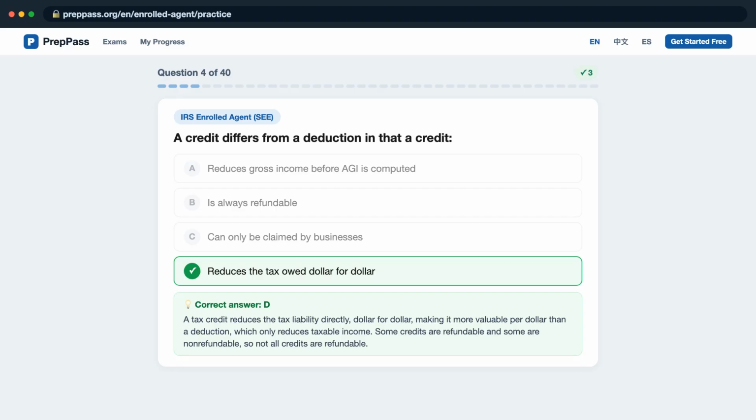A tax credit reduces the tax liability directly, dollar for dollar, making it more valuable per dollar than a deduction, which only reduces taxable income. Some credits are refundable and some are non-refundable, so not all credits are refundable.